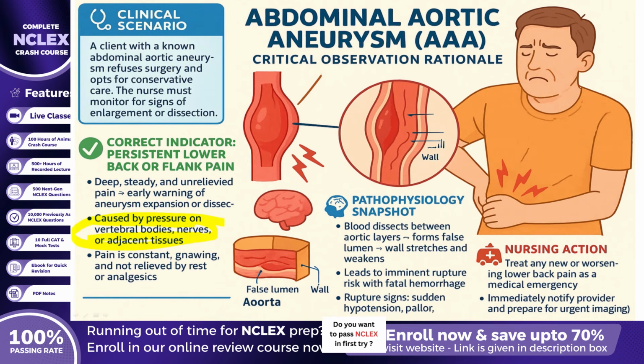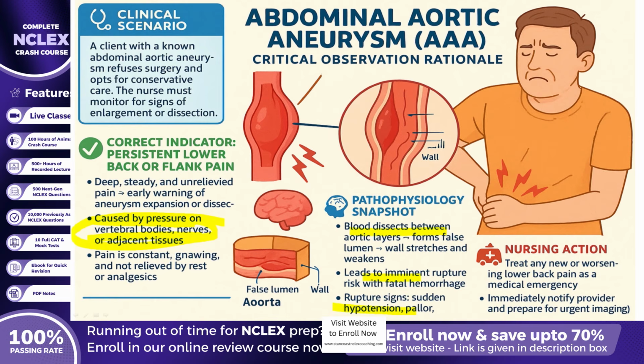As the dissection progresses, blood seeps between the layers of the aortic wall, creating a false lumen that stretches and weakens the vessel even further, an ominous sign that rupture may be imminent. Moving into the pathophysiologic sequence, if rupture occurs, the client can suddenly develop signs of massive internal bleeding, such as hypotension, tachycardia, pallor, diaphoresis, and eventually hemorrhagic shock. Sometimes, the bleeding initially collects behind the peritoneum, leading to retroperitoneal tamponade, but this only delays the inevitable.